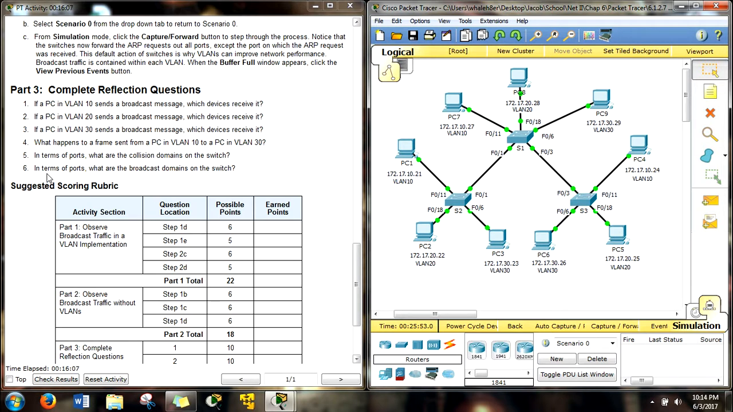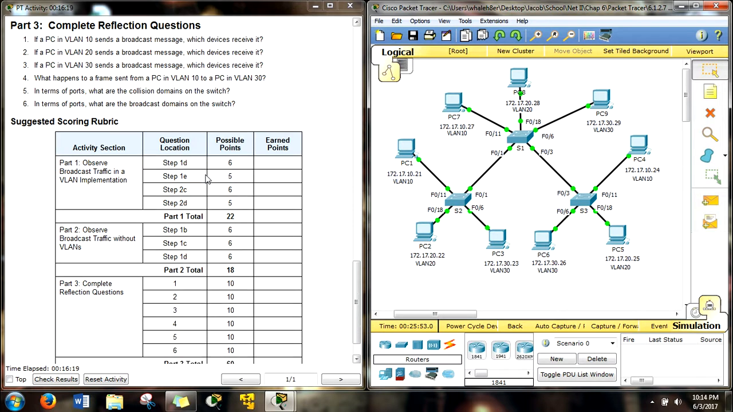So in terms of ports, what are the broadcast domains on a switch? Well, if it's unconfigured, it's all ports. If it's VLAN configured, then it's just the ones for the VLANs. And that's how I answer that question.